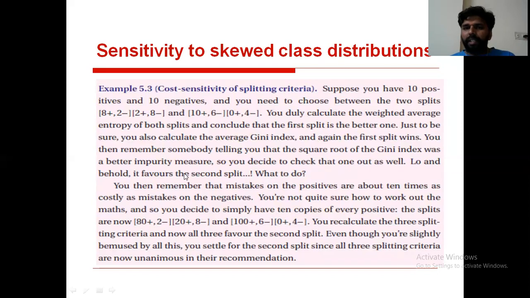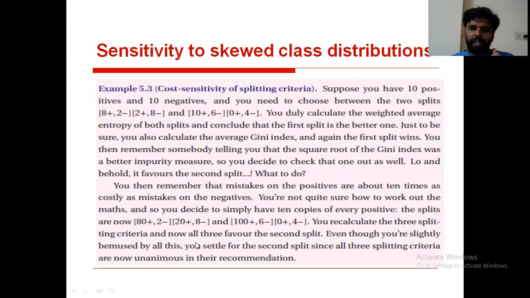Which one is correct? Which one will give better results? In both cases, Gini index will give consistent results. Am I right or not? If you take this one, entropy and Gini index will rate the first one. Square root Gini will rate the second one.